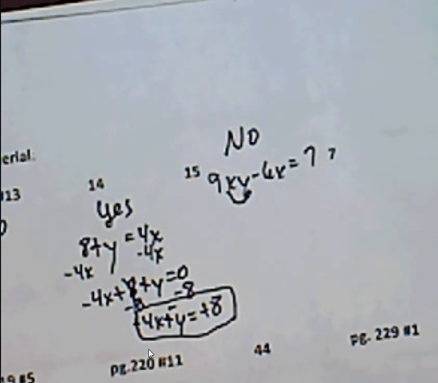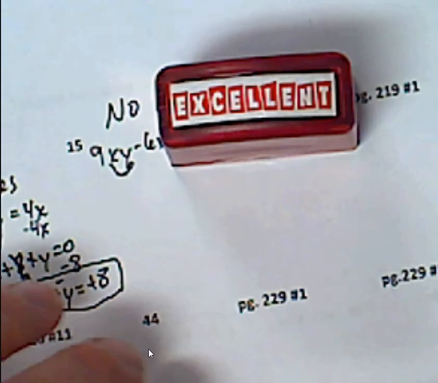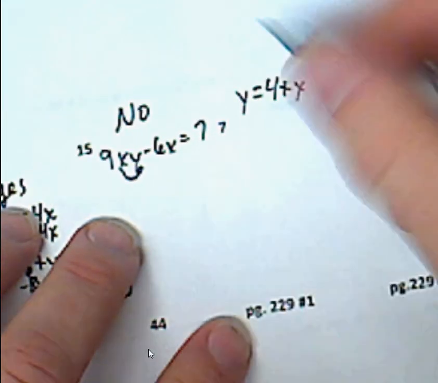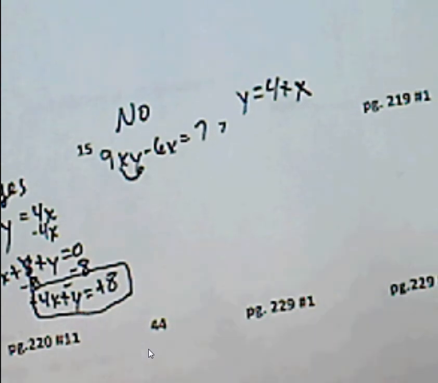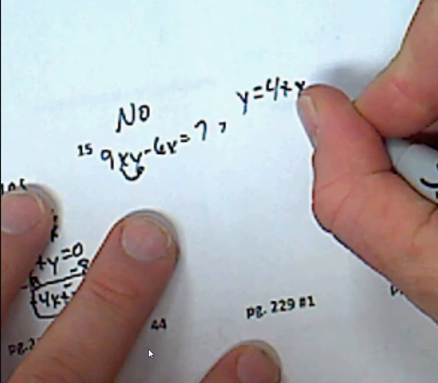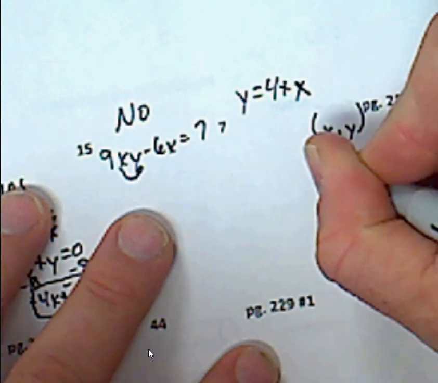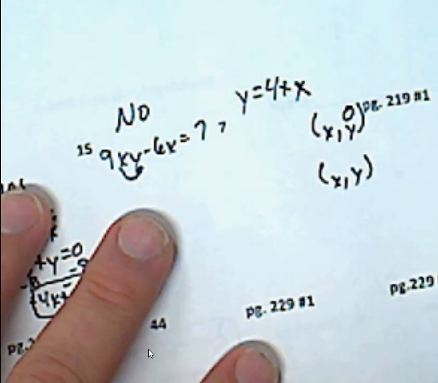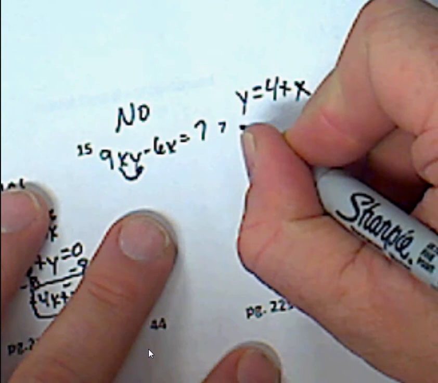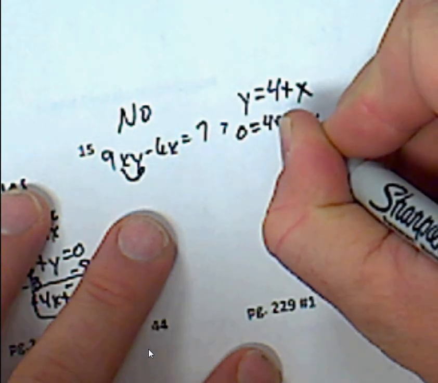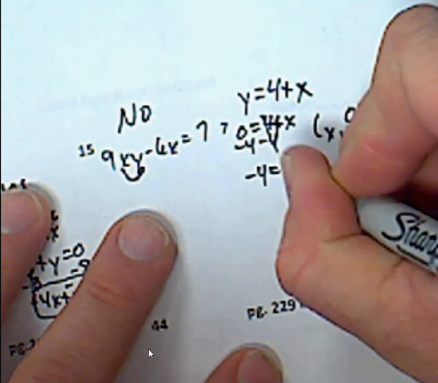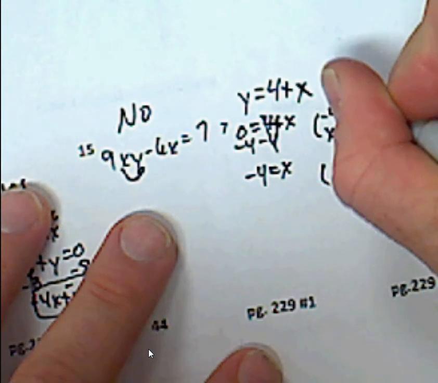Number 7 says graph each by using the x and y intercepts. Go ahead and pause number 7 and try. Number 7, I have y equals 4 plus x. So what I need to do is find the intercepts. In order to find the intercepts, I need to plug in 0 for both. To find the x-intercept, I'm going to plug in 0 for y. So if I plug in 0 for y, I get 0 equals 4 plus x. Minus 4, so negative 4 equals x. So my x-intercept would be negative 4.